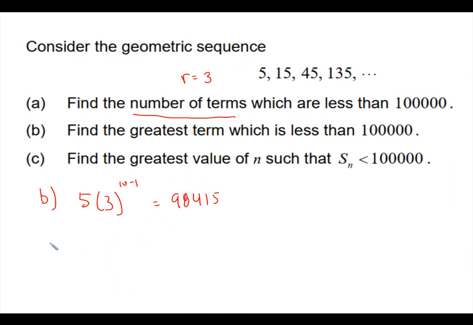And then part C, find the greatest value of n such that the sum is less than 100,000, right? So we have 100,000 is equal to, and then we're going to use the sum formula, which would be 5 times r, which is 3 to the n power minus 1, all over 3 minus 1, right? And once again, I would do the same thing. I would set this equation equal to 0 and then graph it. Okay, so let's do that.